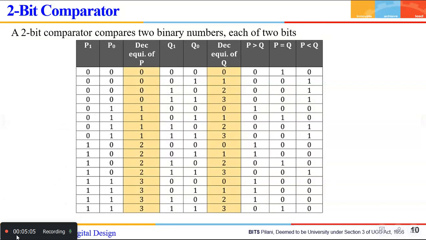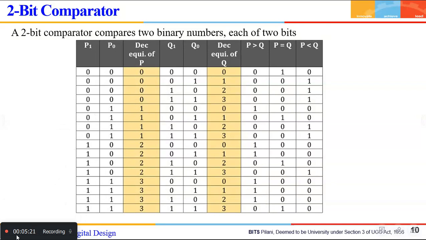And there are many combinational circuits. This is one of them. There are many. Half adder, full adder, all those things we have seen. Right? I've understood this. Okay.